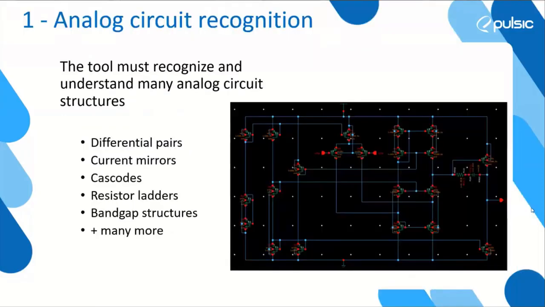So the first one, and I think this is really important, of our 6 things, is the tool must understand analog structures. It's not a wire length space optimization problem like it is in digital. It really has to understand these structures and understand how they work. So it needs to recognize the differential pairs, current mirror, cascodes, resistor ladders, band gap structures, all these common analog structures that exist in all of our chips. And it needs to recognize those structures.